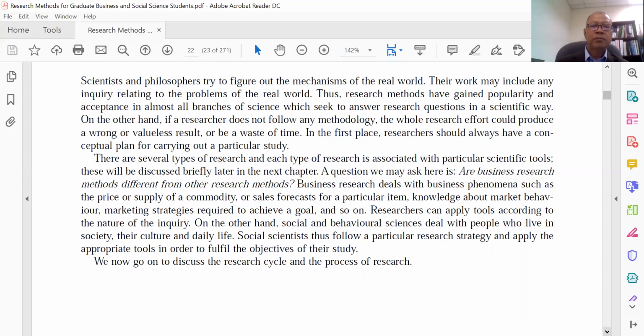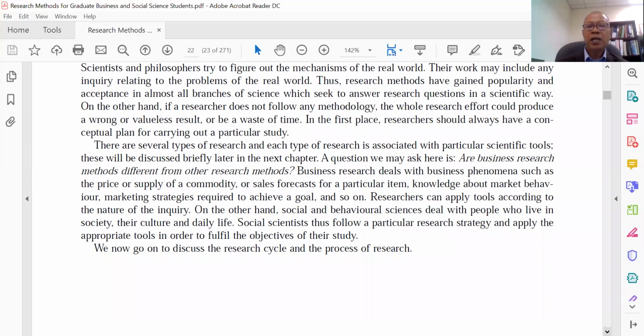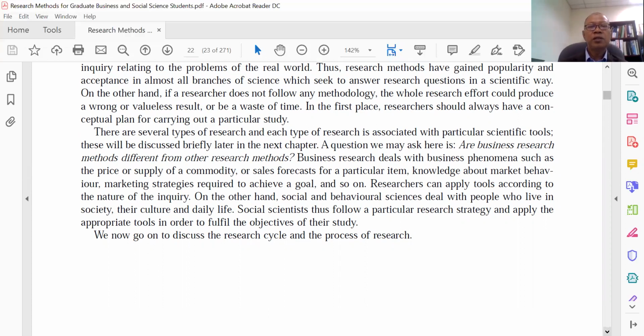On the other hand, social science deals with people who live in society, their culture and daily life. So social scientists follow a particular research strategy and apply the appropriate tools in order to fulfill the objectives of their research. So the methods may not be much different. Only the major differences are the research questions and research objectives.